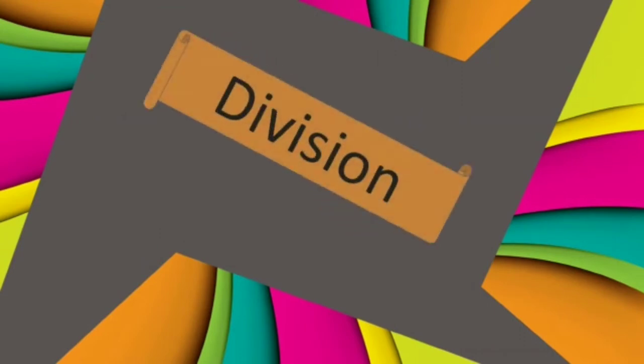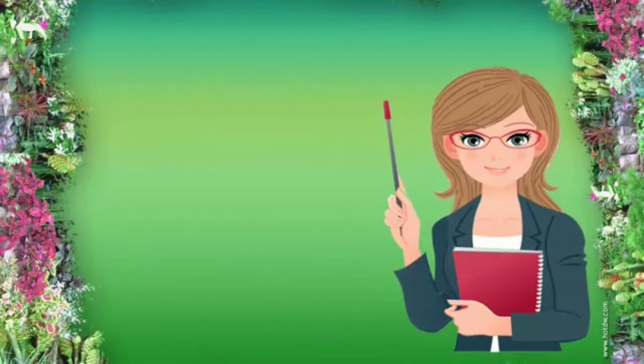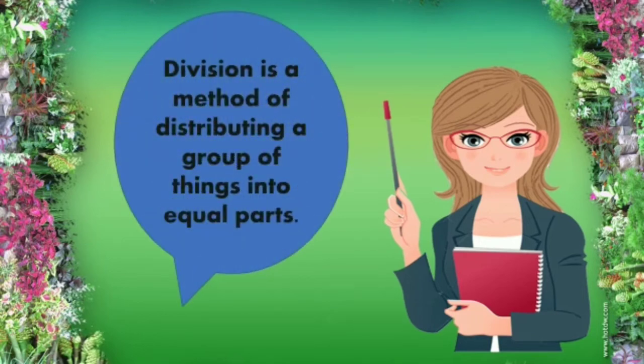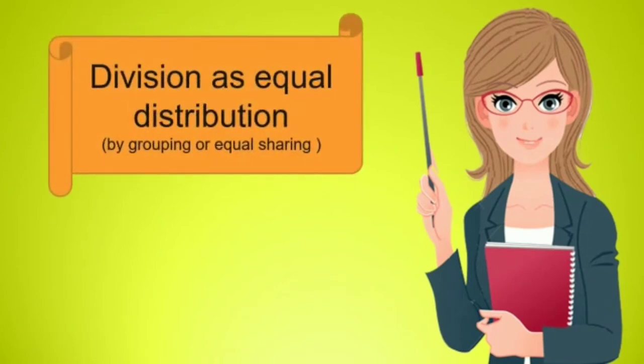Today we will start with a new topic, division. The first thing which comes to our mind is, what is division? Division is a method of distributing a group of things into equal parts. To divide things into equal parts, we can either use the equal sharing method or we can group the things. Let us study division as equal distribution.